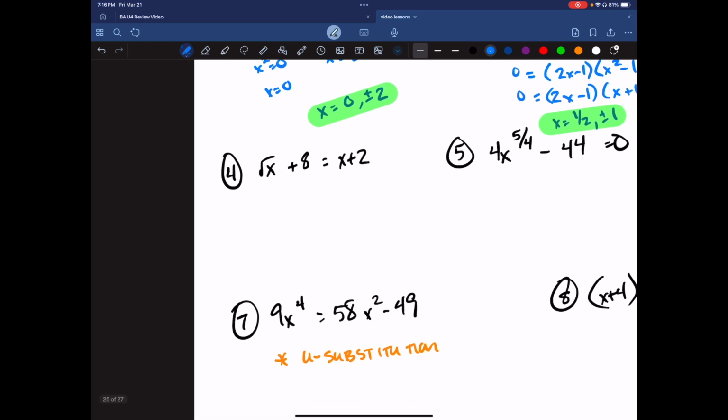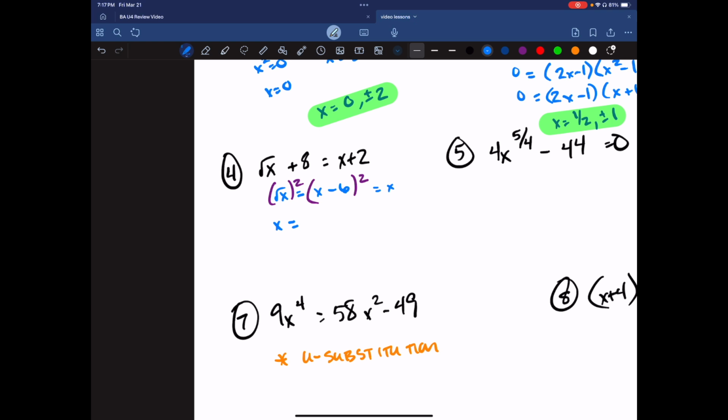So let's check this out. I'm going to move the 8 to the other side. So it's going to be square root of x equals x plus, or excuse me, minus 6. Now, I would really like to get rid of that square root. So to undo a square root, you square it. Okay, and so I'm going to square both sides. And that's going to get rid of the square root on that side. And this is going to be x minus 6, x minus 6.